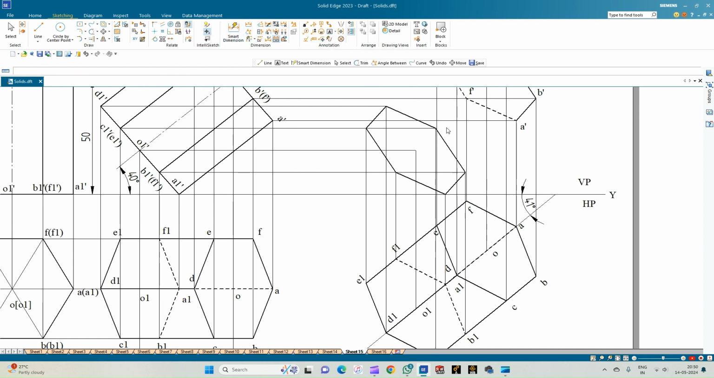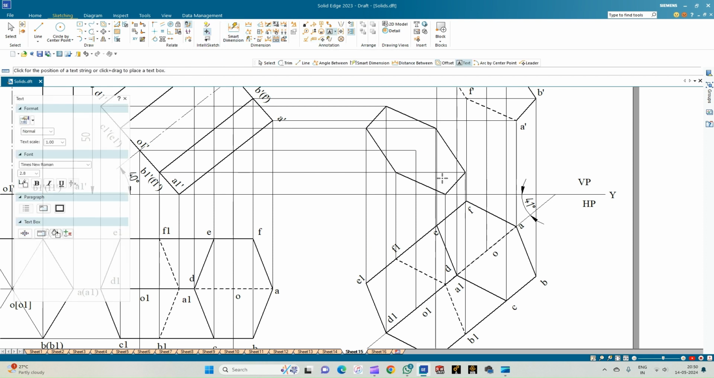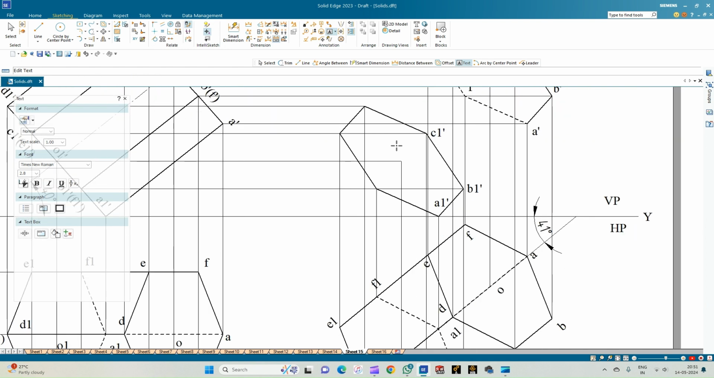So we'll go for the annotation, and let us annotate. So this is the corner A1 dash, while this is the corner B1 dash, and then this is the corner C1 dash, and then this is the corner D1 dash, E1 dash, F1 dash, and this is the axis origin point from the bottom face, which is O1 dash.